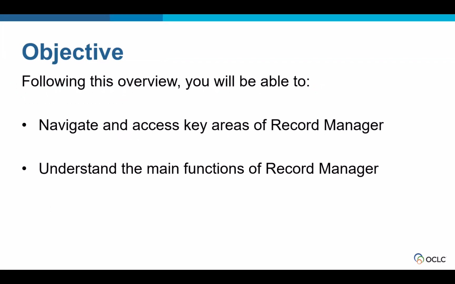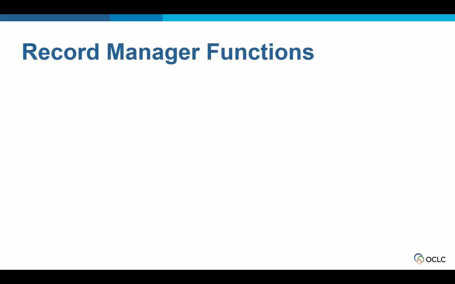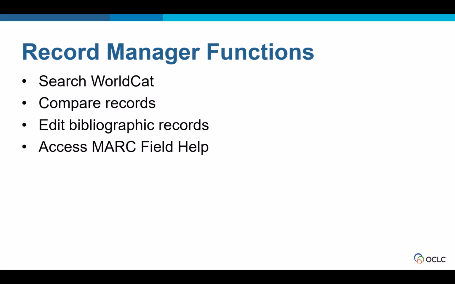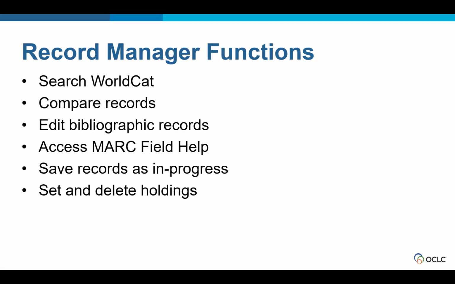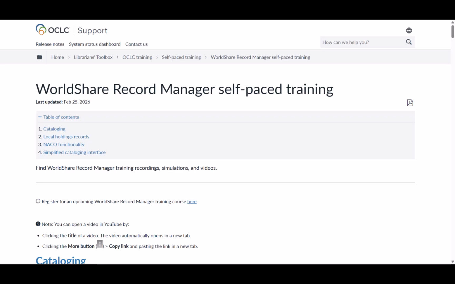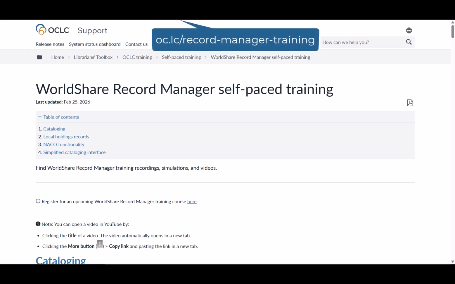This video will provide basic navigation and a brief overview of the main features available in Record Manager. Within Record Manager, you can search WorldCat, compare records, edit bibliographic records, access MARC field help, save records in progress, set and delete holdings, and export records. There are many additional functions in Record Manager, including creating new records and working with authority records, which are covered in detail on OCLC's support site and in additional trainings and videos.